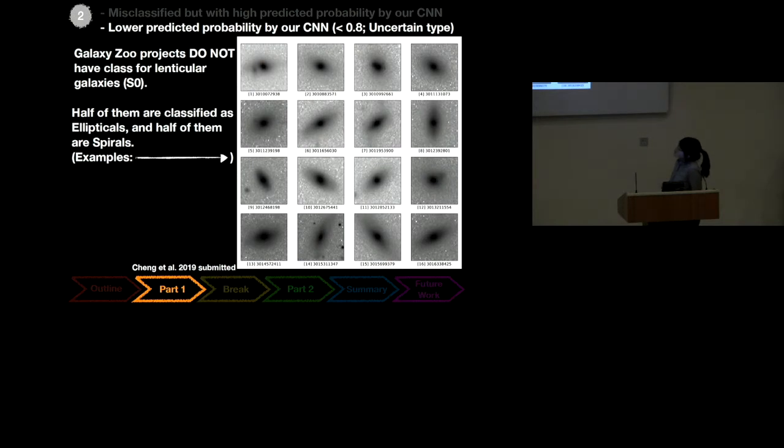For the uncertain type, we realized that actually they are visual lenticular galaxies. This is because in the Galaxy Zoo project, they don't really have a class for lenticular galaxy. So for lenticular galaxies, they classify about half as spiral and half as elliptical. So this confuses our CNN. Therefore, our CNN tends to predict them with a lower probability. In our paper, we call this a rediscovery of lenticular galaxies, which we didn't expect when we did this study.